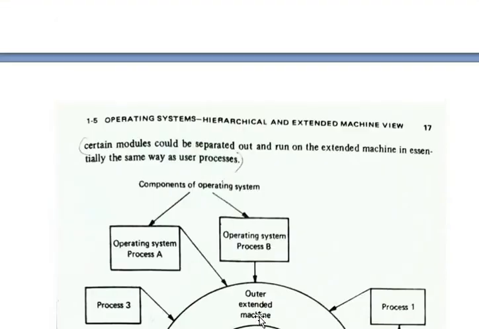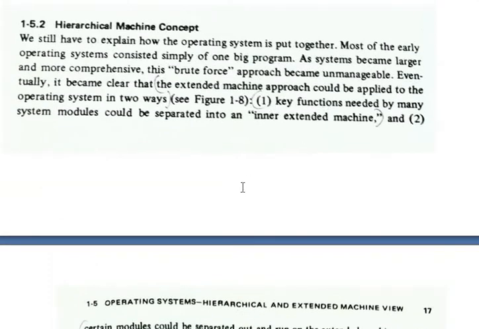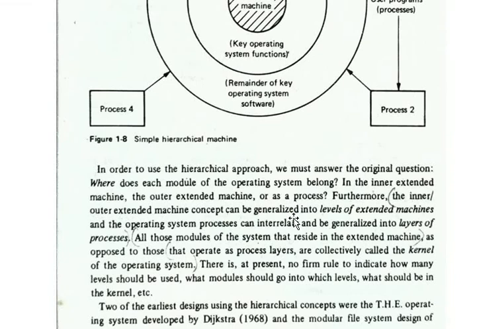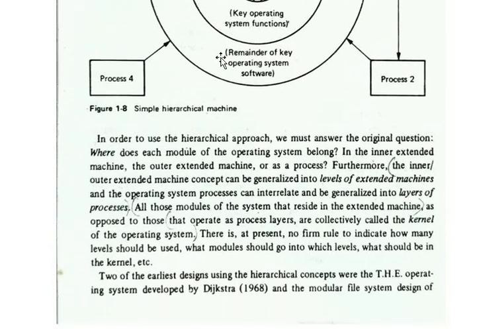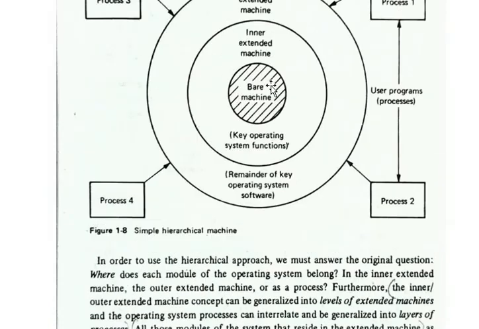Okay, we follow this among the key functions part. Next, the inner and outer machines are generalized into levels of the extended machine. Inner and the outer extended machines are in part. So all these modules and the processes are interrelated and are generalized into layers of the process. Okay, all are interrelated. The extended machine is interrelated. So all these are collectively called the kernel of the operating system.